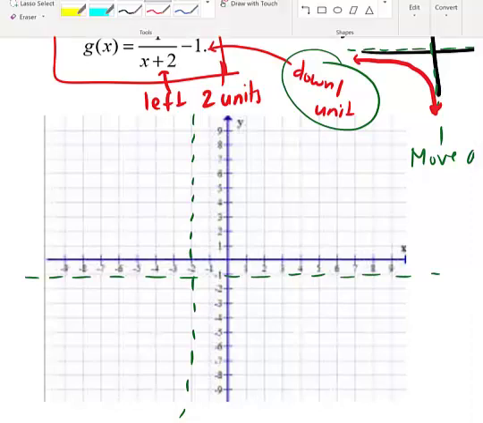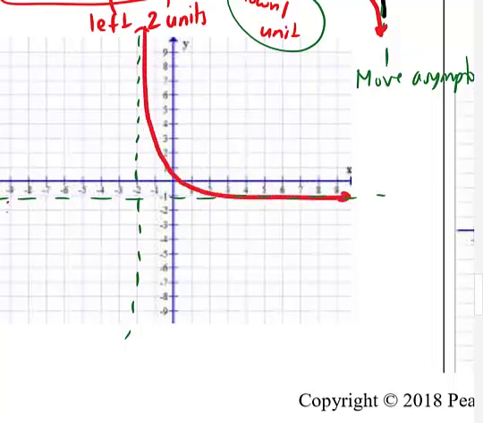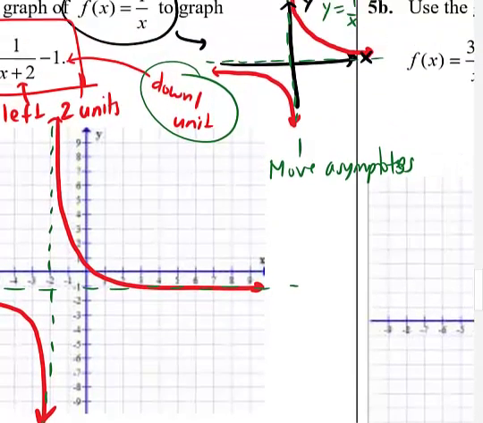Now that you know where the asymptotes move, you can just graph kind of the same graph as before. It looks like this. It's just that instead of approaching the x and y axes, now it approaches these new asymptotes that moved left and down.